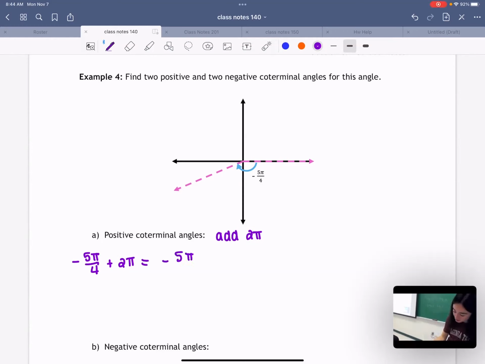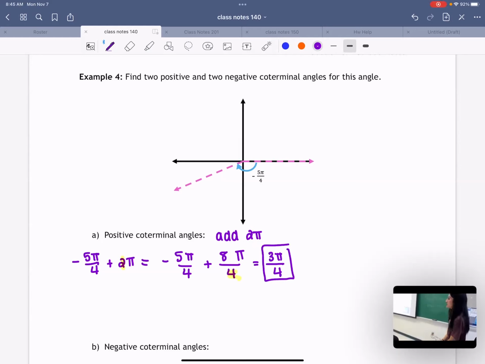Let's do 5 pi over 4, and maybe our common denominator is going to be 4. I know there's going to be a pi on top. What's going to be my new numerator? Not 6, 8, right? We're doing 2 times 4, so 2 times 4 is 8. Now, combining these two, we have 3 pi over 4. So this is one of my positive coterminal angles.